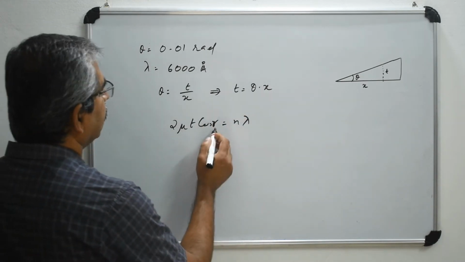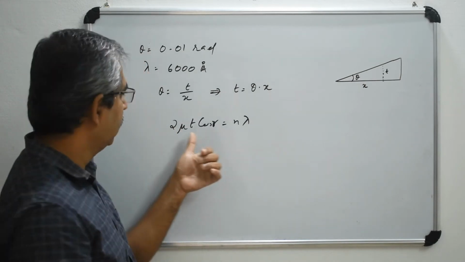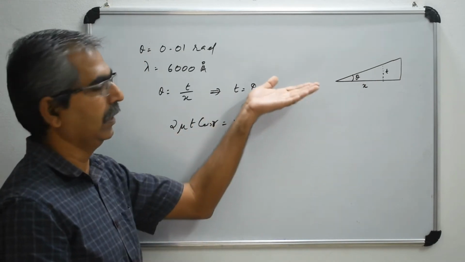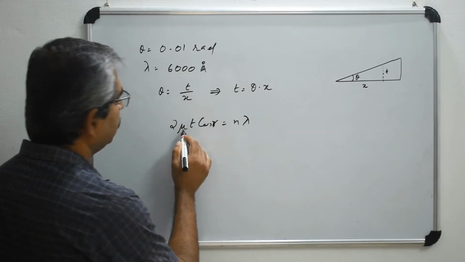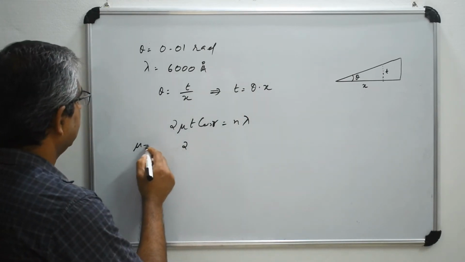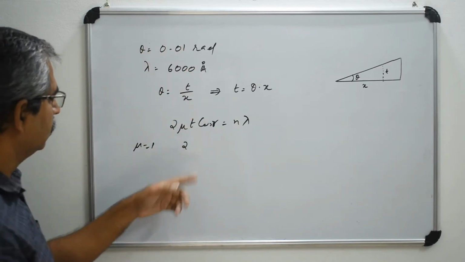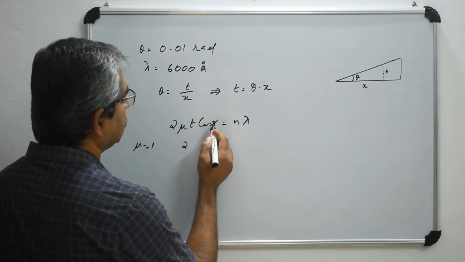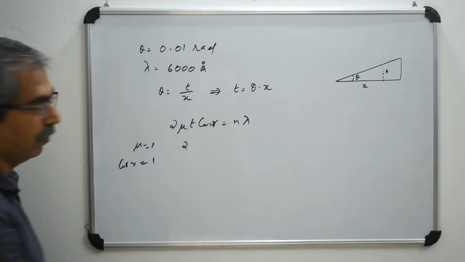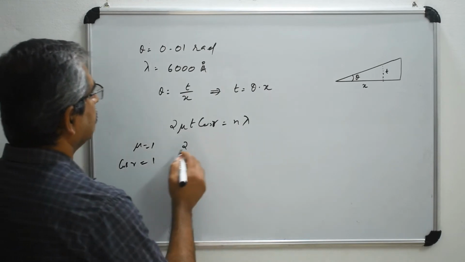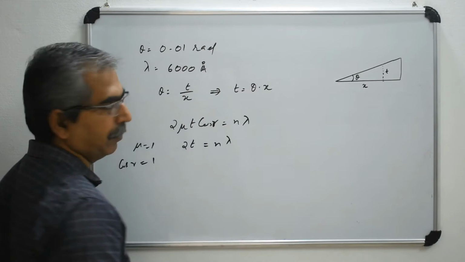Now what is cos r? If you are taking normal incidence, cos r is equal to 1, and mu is equal to 1 if we are taking an air film. It is not given, but mu is equal to 1 for air. So 2 into mu into cos r is equal to 2, since cos r is equal to 1 for normal incidence. So 2 into t equal to n lambda.